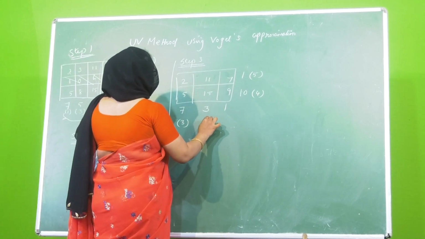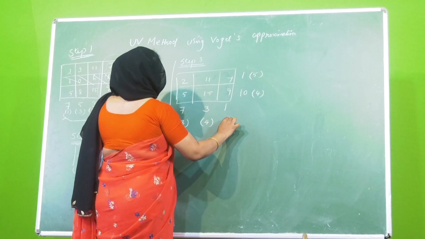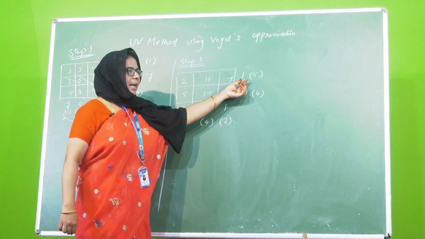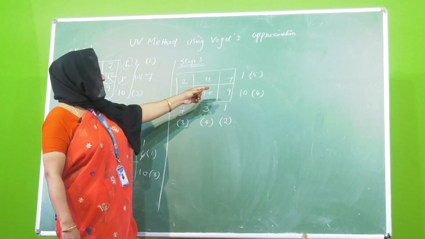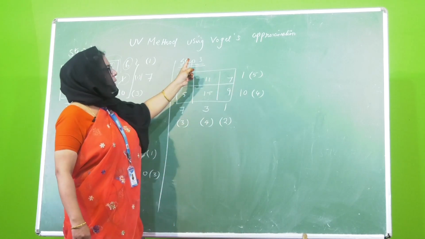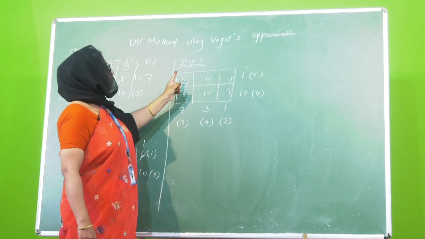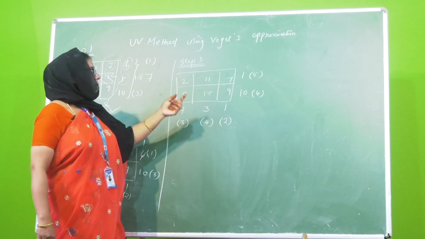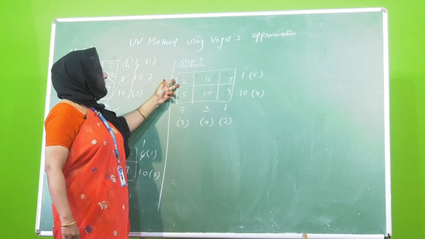15 and 11 is 4. 9 and 7 is 2. So which is the biggest difference, largest difference is 5. So you have to choose the first row. So in first row, which cell value is minimum? So 2 is the minimum value.